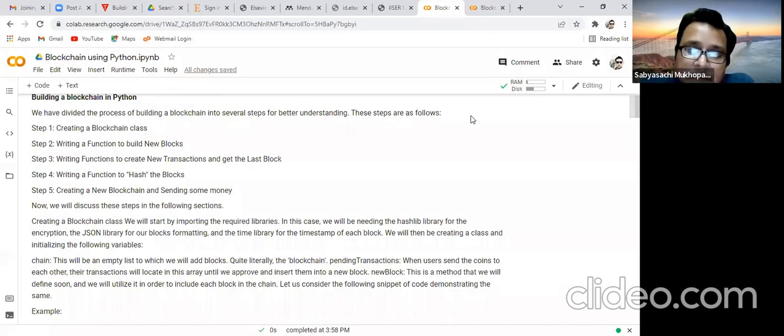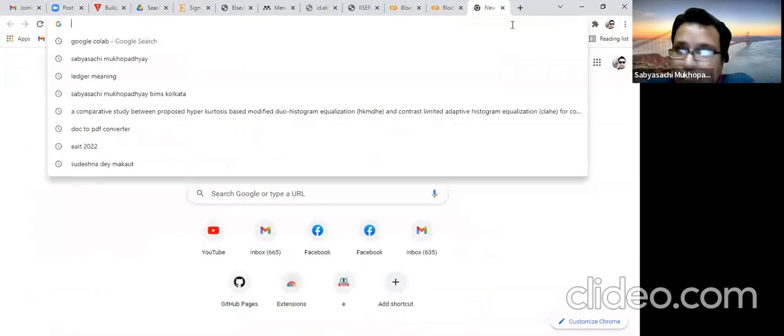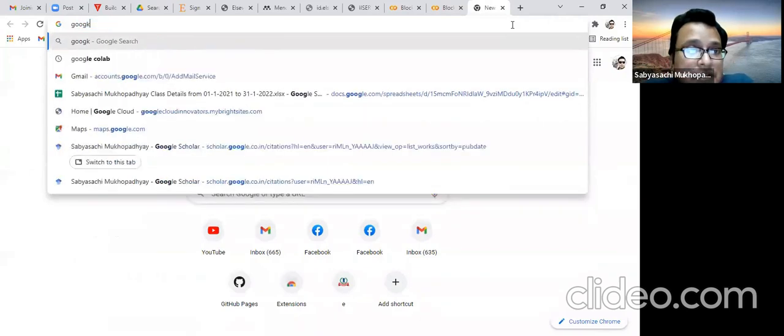So I will just repeat one particular step which you have to follow. For those who have not been able to incorporate it and get the results, I'm just again showing you Google Colab.